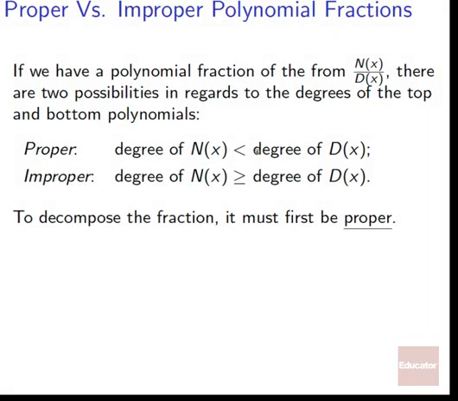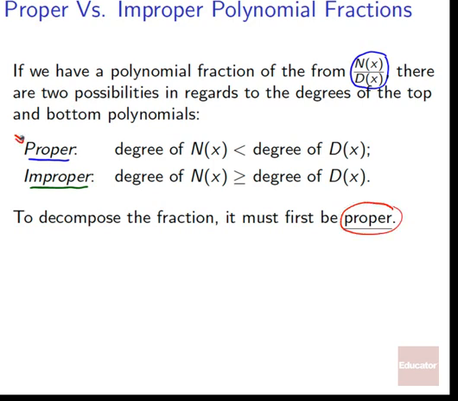If we have a polynomial fraction in the form numerator polynomial divided by denominator polynomial, a normal rational function format, there are two possibilities in regards to the degrees of the top and bottom polynomials. We call them proper when the degree of the numerator polynomial is less than the degree of the denominator polynomial. And improper, when the degree of our numerator is greater than or equal to the degree of our denominator. To decompose the fraction, it must be proper. We have to be in this proper format.